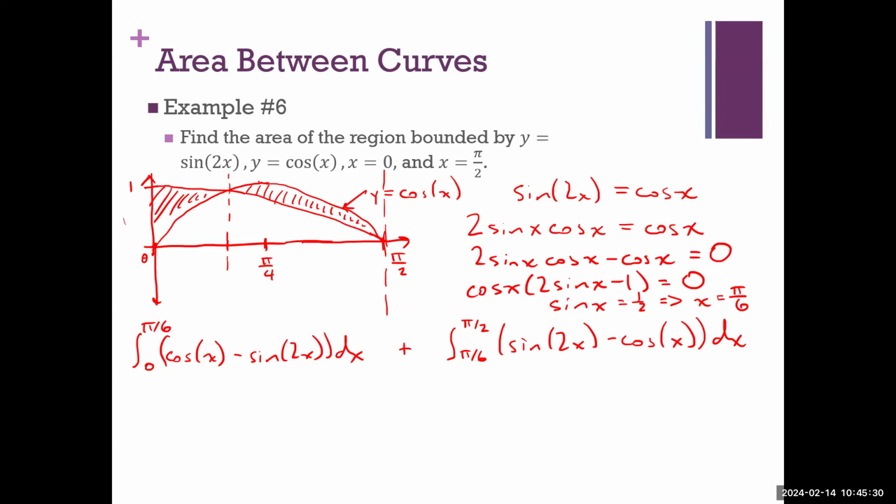So any questions on how we found the missing bound from our two integrals? Or why they have to be the same thing? If not, how do we continue from here? Integrate. What is the integral of cosine x? Sine of x. What is the integral of sine 2x? Or negative sine 2x?